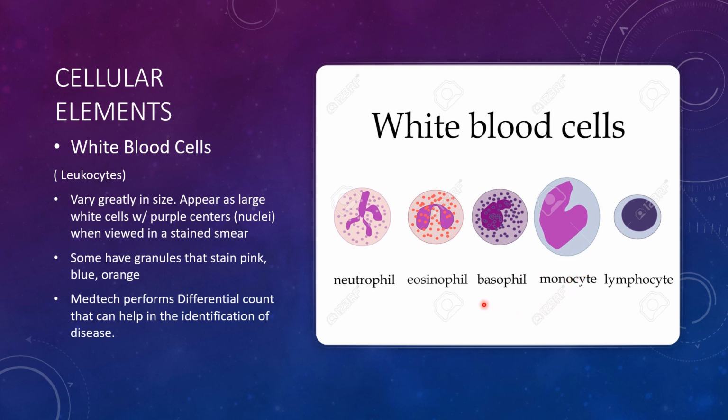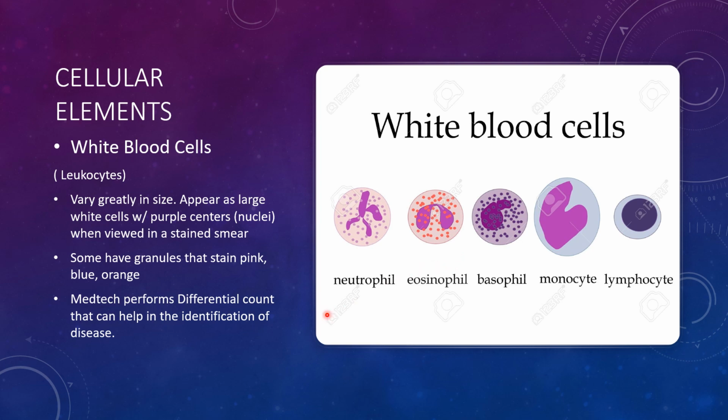Some have granules that stain pink or purple, which is found in your neutrophils, and then blue, which is found in your basophil. Usually your basophil has these dark blue granules, and the other one has the orange or bright red-orange granules found in your eosinophils.